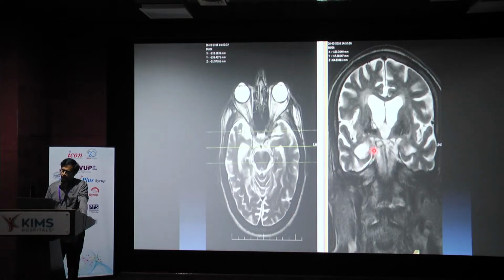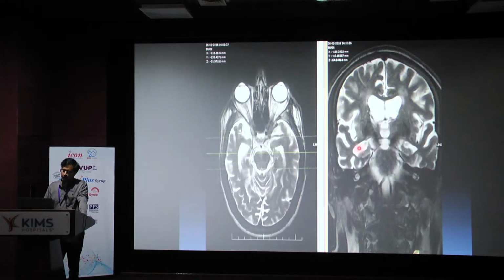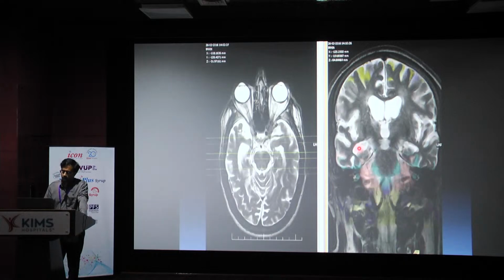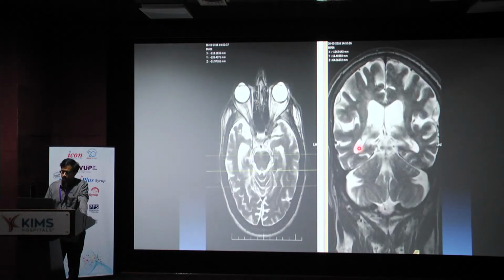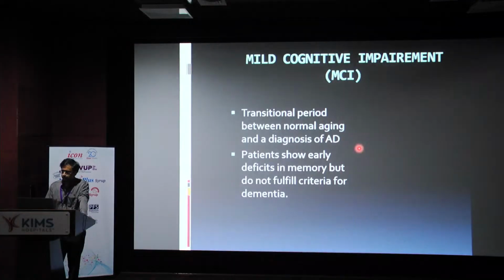The atrophy which happens here tends to widen the choroidal fissure first. Then comes the temporal horn, then comes the hippocampus. So the medial temporal lobe atrophy scale is 1, 2, 3, 4, which starts with the choroidal fissure, temporal horn, and then comes to the hippocampus. These two things happen first, and then they come to the hippocampus. That is what we tend to see most of the times on the coronal scans.